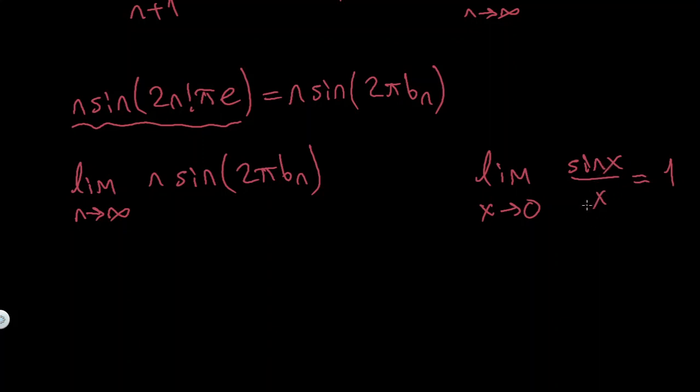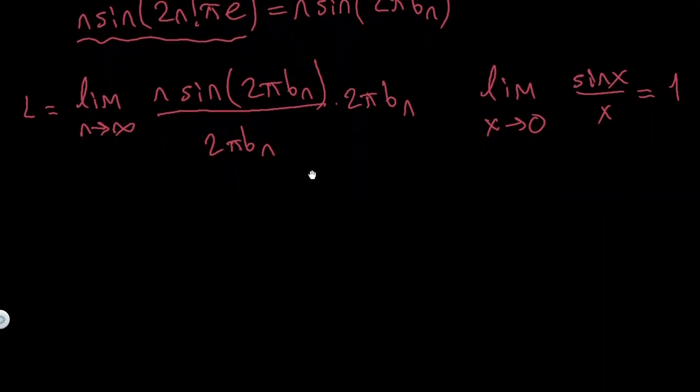And so I have something here. We can think about this x as anything that goes to 0. Okay, so here bn goes to 0 as n goes to infinity. So if I multiply it by 2 pi, it's not going to matter. So this inside will converge to 0. So I'm going to divide it by the x. Here it's 2 pi bn. And I of course need to multiply it back again: 2 pi times bn. Let's also call this limit L.